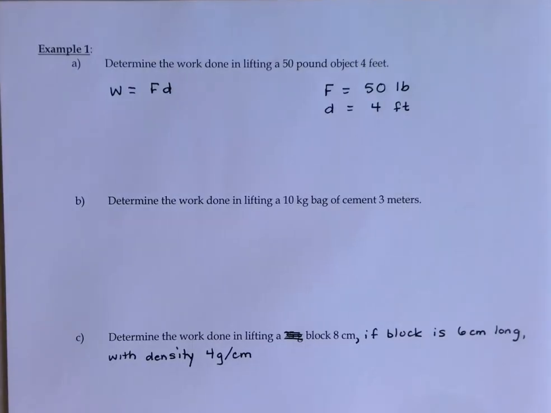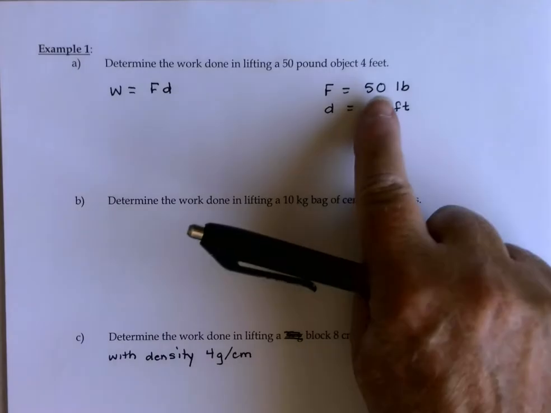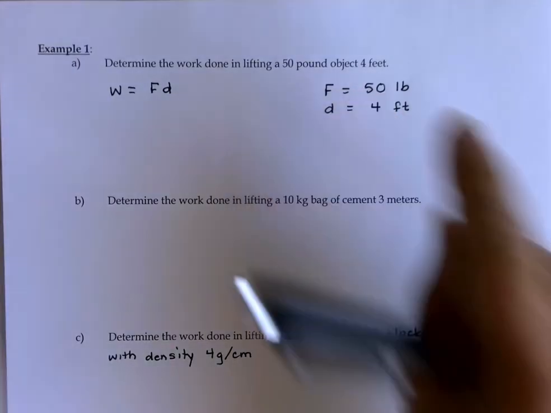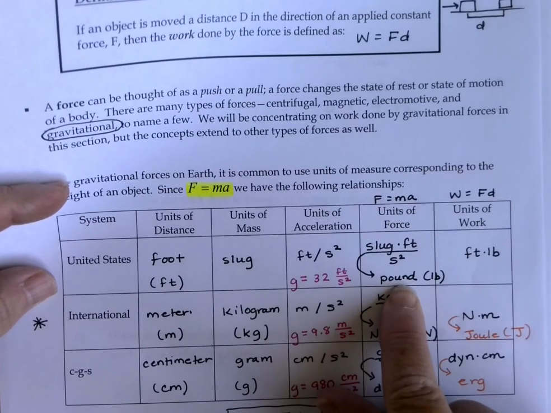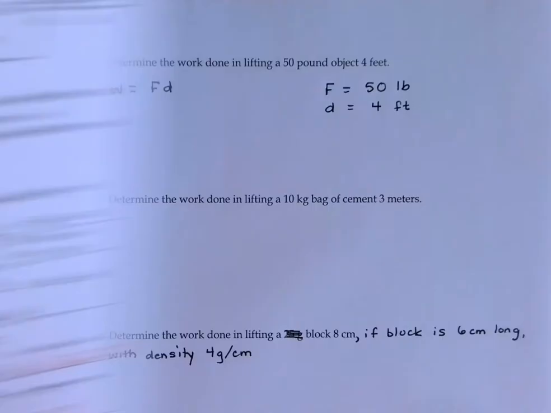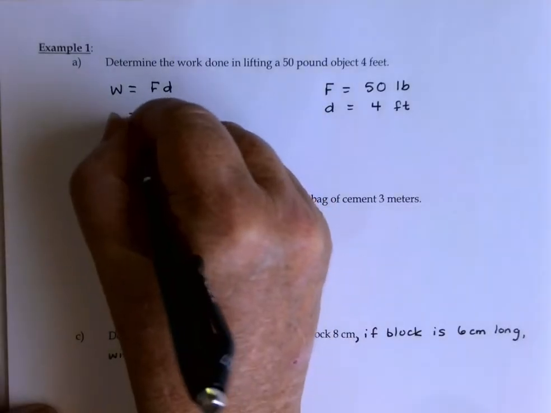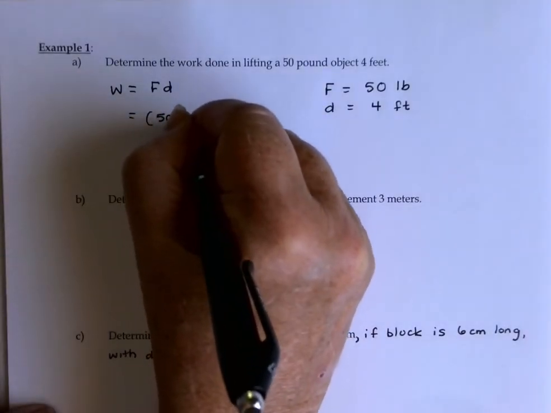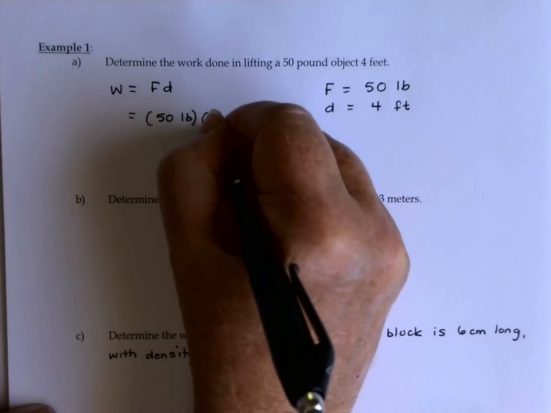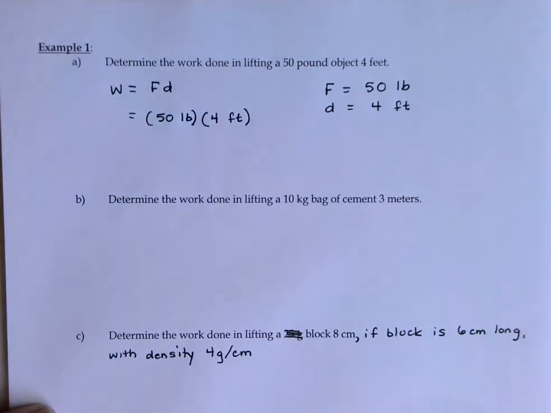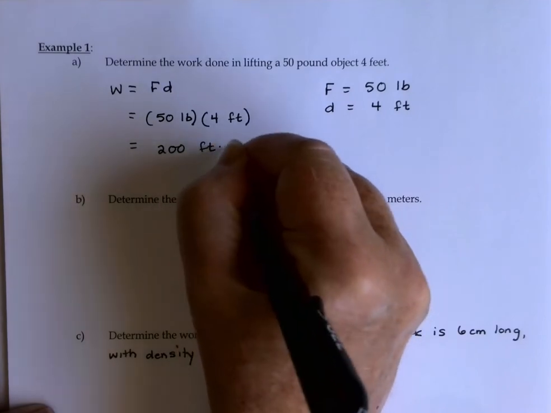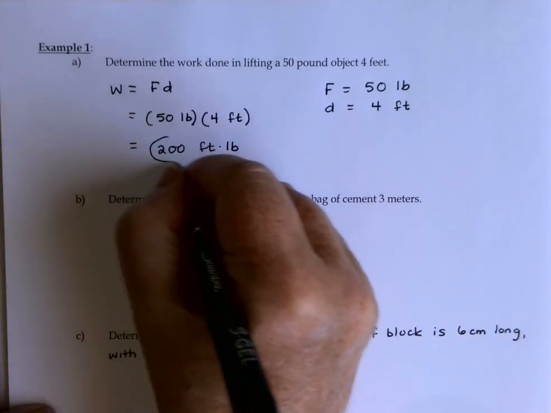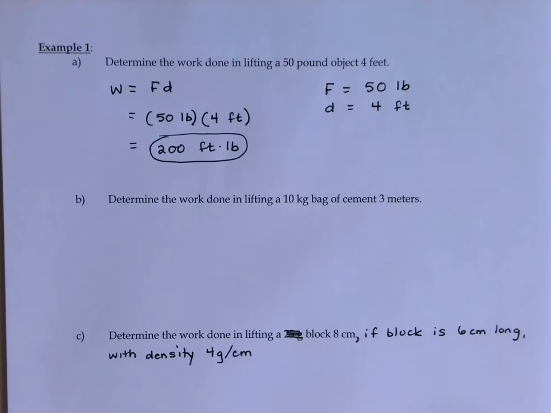By the way, if you're ever not sure that you have what you need, compare the units to the chart. I've listed my force as 50 pounds, and in the US units of force are pounds, so I know I'm okay there. All right, so work then, just 50 pounds times 4 feet, or 200 foot-pounds. No big deal.